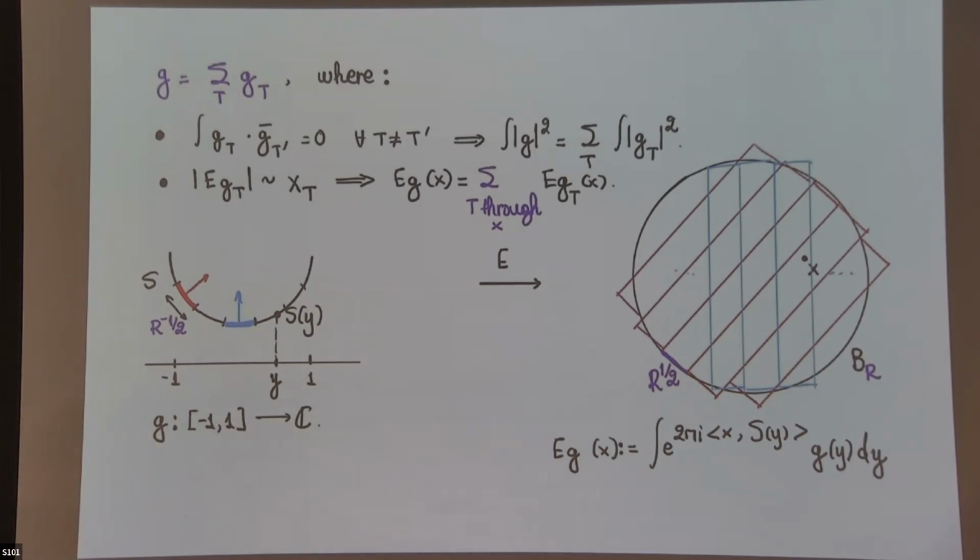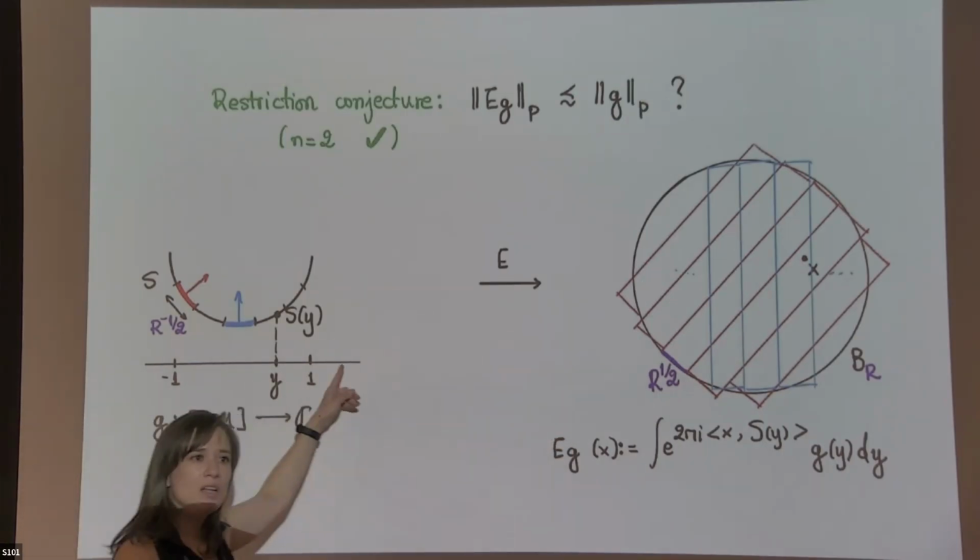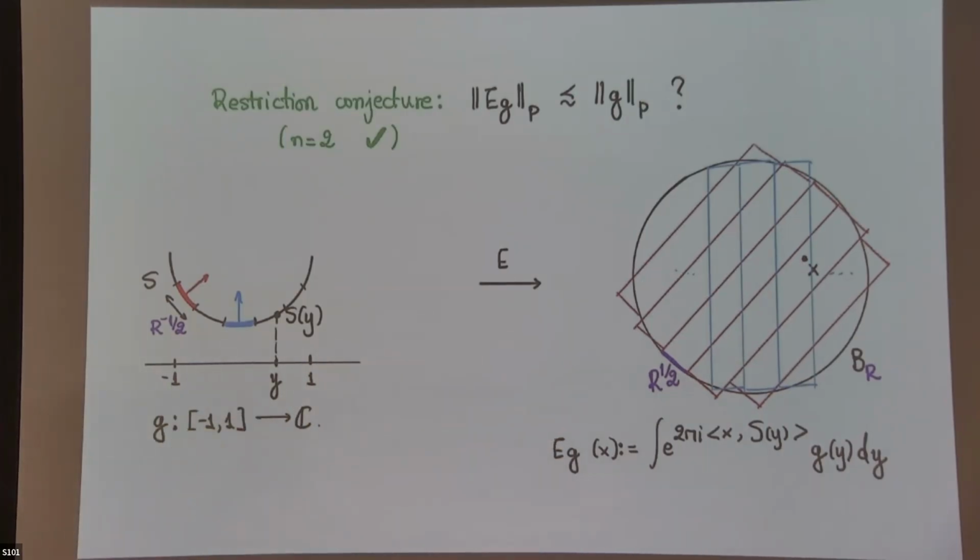And that is the restriction conjecture. It says that this cancellation of the waves whenever they meet is so intense that for a very large range of exponents P, the P norm of the extension operator is controlled by the P norm of the initial data G, even though the extension operator is defined in one dimension higher than the function G. We only know this is true in two dimensions. But as I said, the problem I will talk about today is open in two dimensions also.